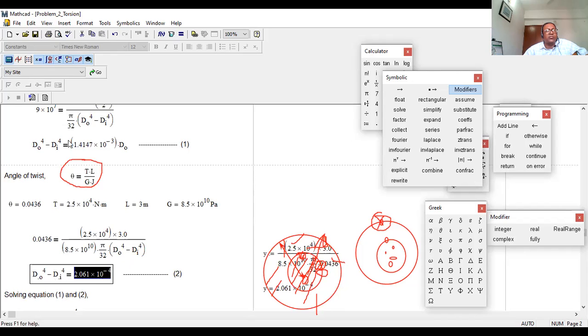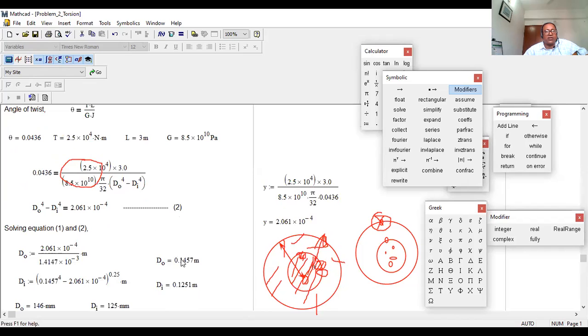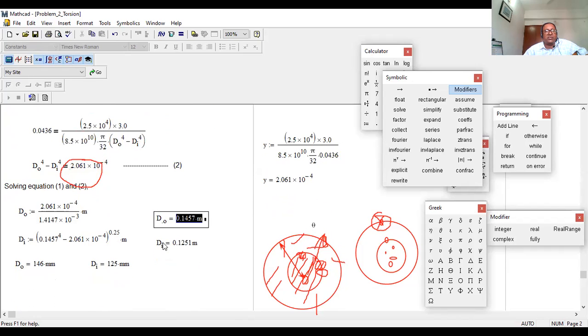Now this value you put over here. Then you can calculate D naught. So D naught I got this much in meter. And this D naught, if you put over here, you will get DI. So DI equals this much in meter. Then you convert to millimeter because this is a very low value, 0.14 meter. So I make it round, 146 millimeter. This one I make it 125 millimeter diameter of the shaft.